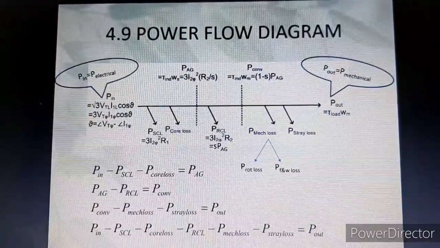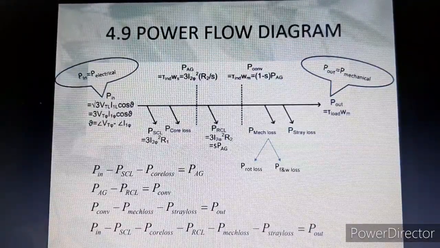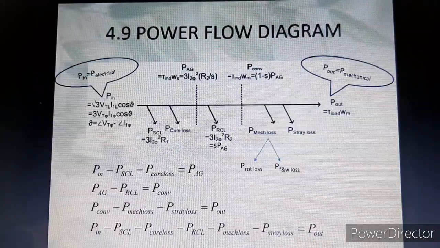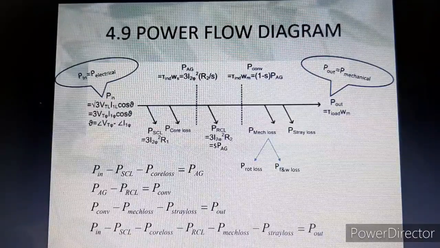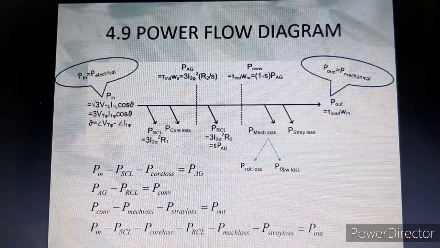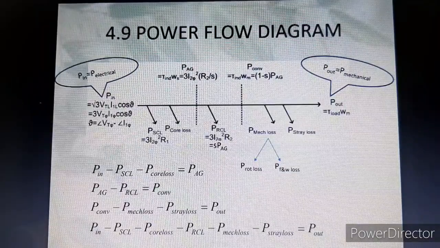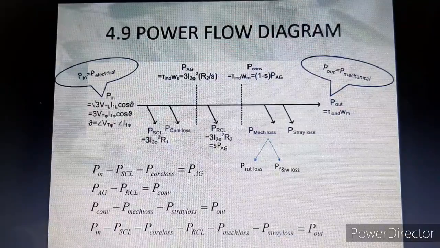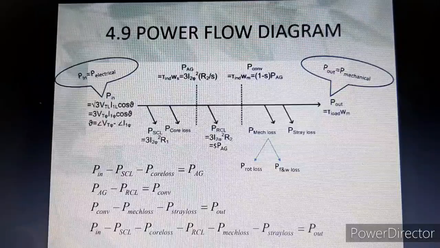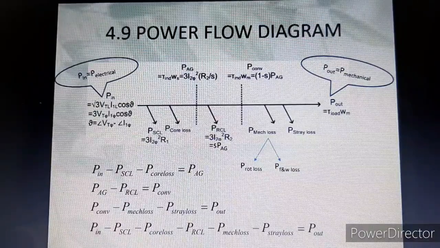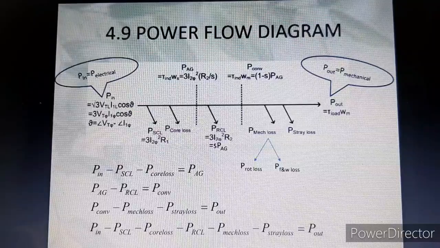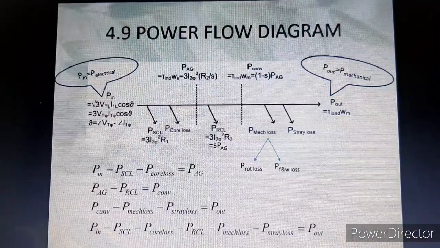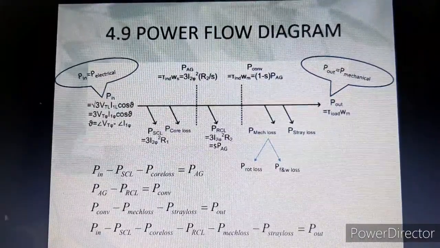In the previous video, you were introduced to the approximate equivalent circuit of an induction motor. That is the most important part. The second most important part is the power flow diagram. I think this is the first time you've been introduced to a power flow. The one that looks like a fishbone there is called the power flow diagram. It's not that complicated, so let me explain first.